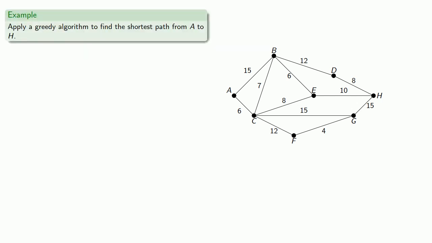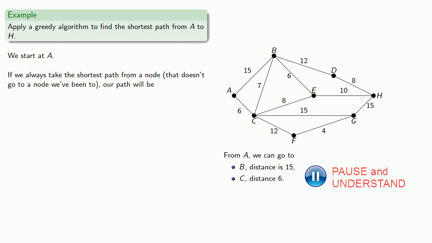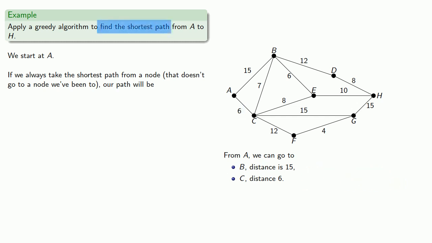So let's apply a greedy algorithm to find the shortest path from A to H. So we'll start at A, and if we want to take the shortest path from a node that doesn't go to a node we've been to, from A, we could go to either B, distance 15, or C, distance 6. And since we want to pick the shortest path, we'll go to C.